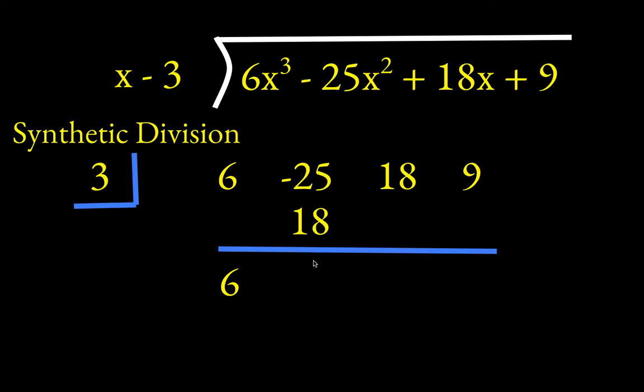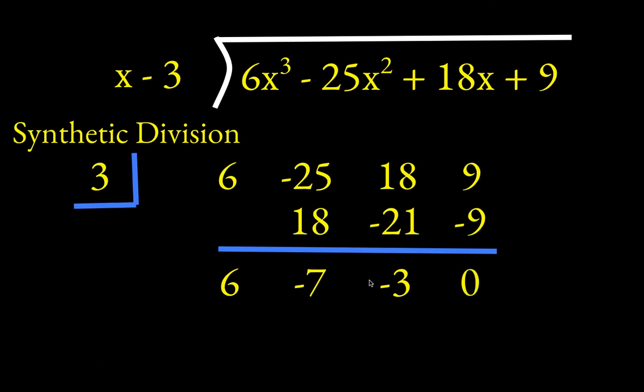So minus 25 plus 18 will give you minus 7. And then you say minus 7 times 3 would give you minus 21. And then you add these two things together, giving you negative 3. And then negative 3 times 3 will give you negative 9. And we add those together, you get 0.